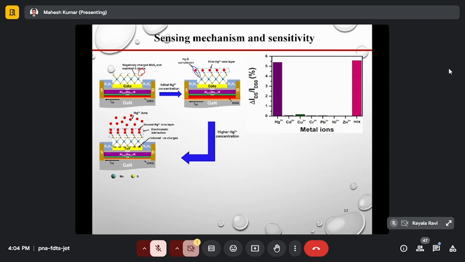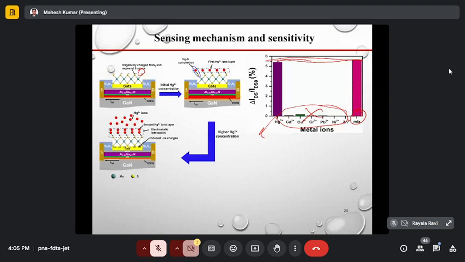We have done this cross selectivity test. We mixed all the ions individually, and we found MOS2 is only sensing the mercury ions. From other ions, the response is almost negligible. From the mixture, we are getting almost the same response. So we can say MOS2 is highly sensitive towards mercury ions, and by using this we can easily measure.